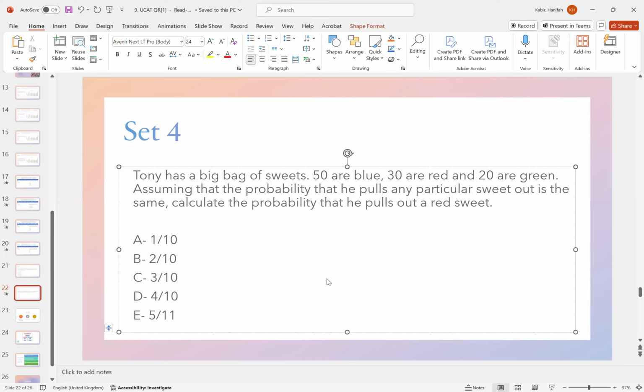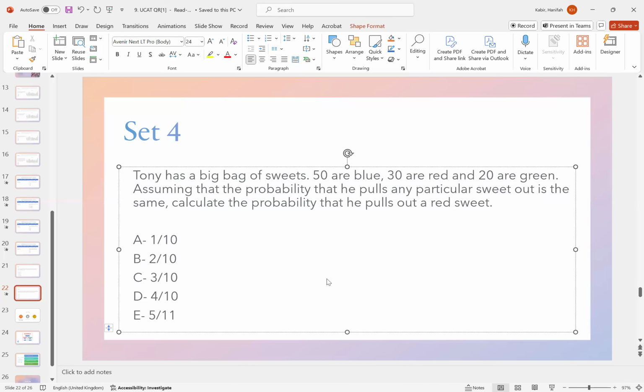Okay, and this is another fairly simple one. So everyone that chose A, raise your hand. Everyone that chose B, raise your hand. C, raise your hand. And D, raise your hand. E, raise your hand. Okay, pretty much everyone chose C. So this is a nice and easy one. 50 plus 30 plus 20 is 100. And there's 30 red. So 30 over 100 can be simplified to 3 over 10.